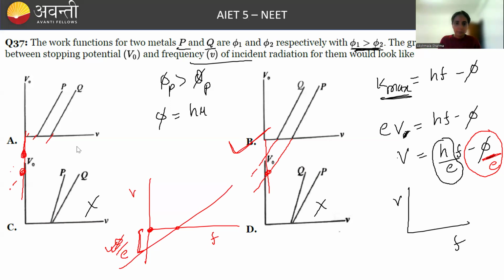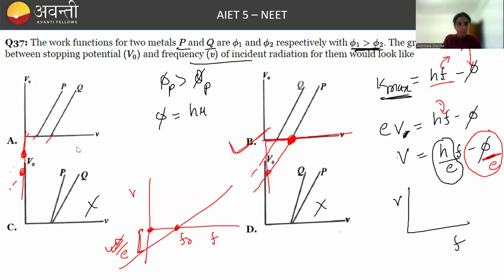Also, another thing you can check: if F is the threshold frequency, then see here, at this point the frequency value is something and the stopping potential is 0. Stopping potential will be 0 when the work function value is equal to the energy of the light falling. In that case, F becomes the threshold frequency. So this point is basically the threshold frequency getting shown. Threshold frequency of P is greater than that of Q because P's work function is greater.